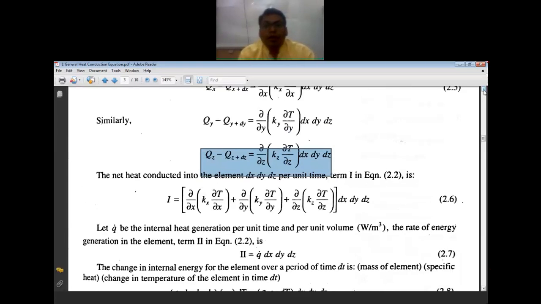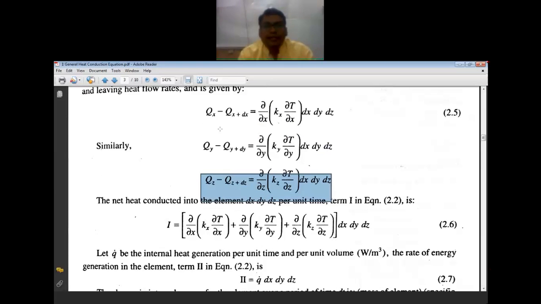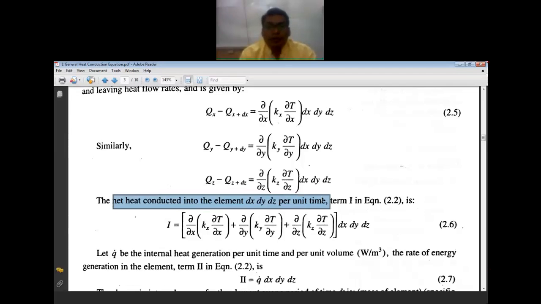So now combining all these three terms, that is x, y and z direction, the total net heat conducted into the element dx, dy, dz per unit time will be the summation of all these terms. Net heat term in all the three directions. This is for single direction. This is for y direction, this is for z direction. So total net heat conducted into the element.